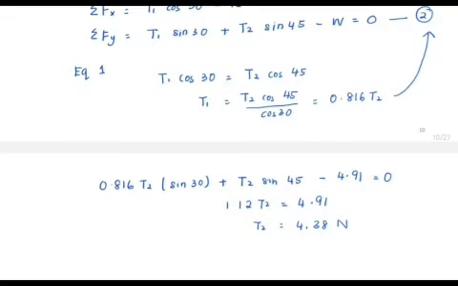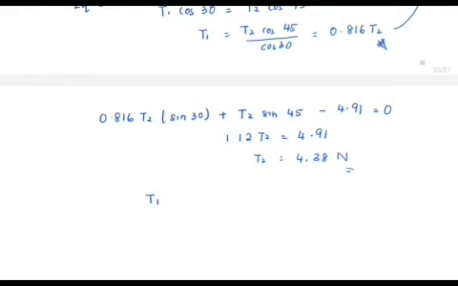So, we had solved T2. T2 is tension on the string at the left. Now, we want to find the tension on the string at the right. So, we take T2 equal to 4.38 into this one. T1 is equal to 3.57 Newton.